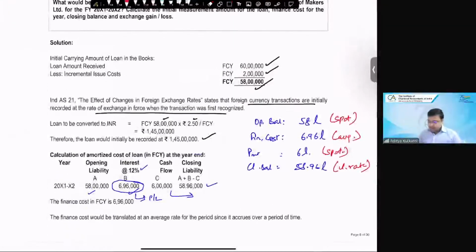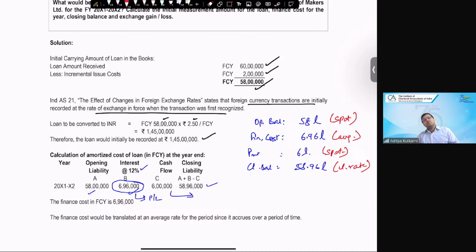See, ultimately, you prepare this table. You see this table, right? Opening liability, interest, cash flow, closing. If you pull it for 5 years, each year you will have a finance cost that will keep changing because the closing balance keeps changing. You will pay 6 lakhs. Ultimately, it builds up to 60 lakhs in year 5, and then you pay the 60 lakhs or whatever premium they said. So this 5-year table will show the entire life of the loan and how the balances are going to change. That we call amortized cost.